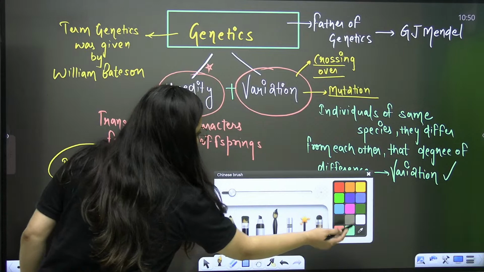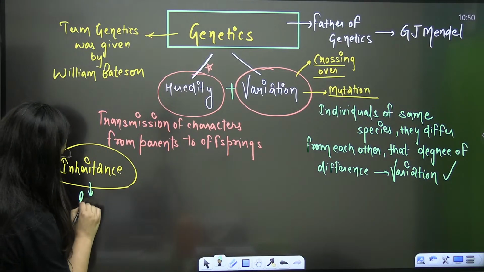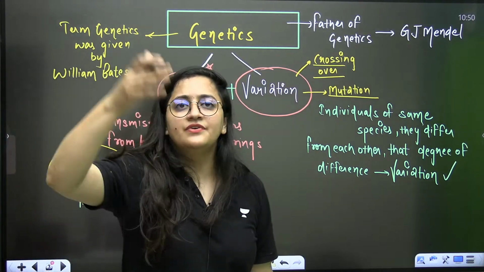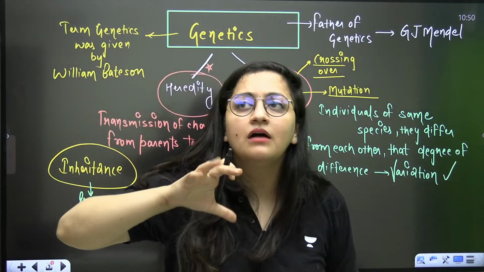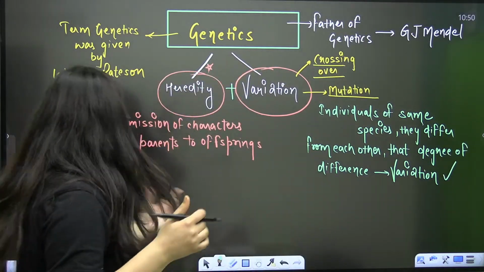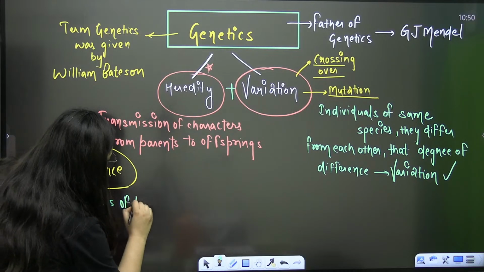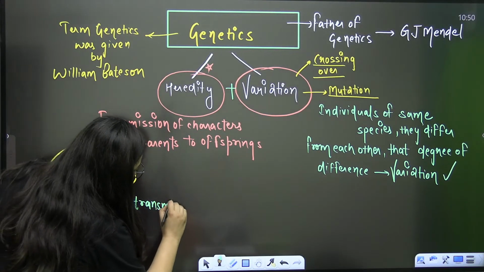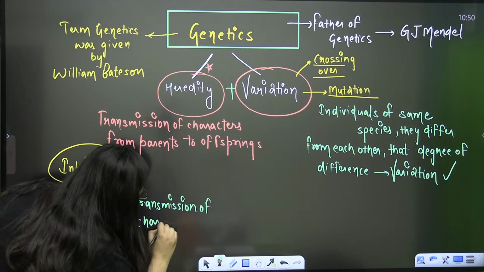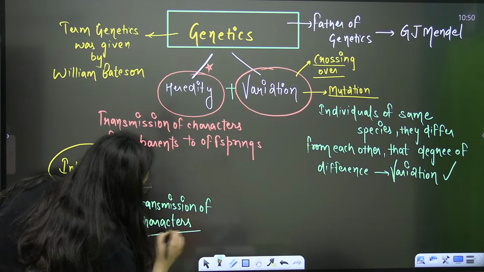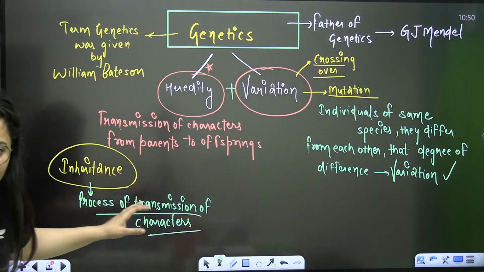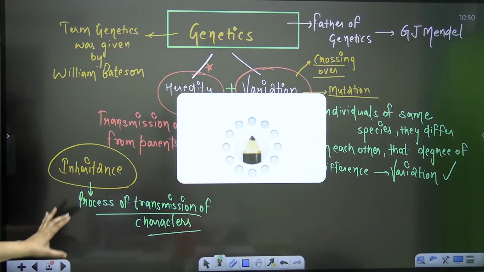See, when you talk about inheritance, you are talking about the process of that transmission, right? Heredity is simply saying that characters will get transferred from parents to the offspring, and when it comes to inheritance, we are talking about the process of transmission of characters from parents to offspring. Clear? So these are a few basic terms.